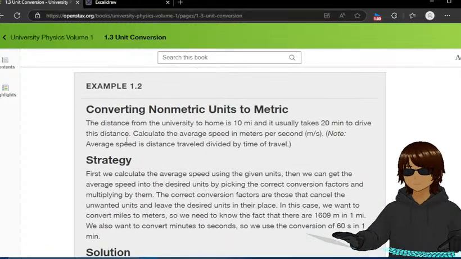The distance from university to home is 10 miles, and it takes 20 minutes to drive this distance. Calculate the average speed in meters per second.